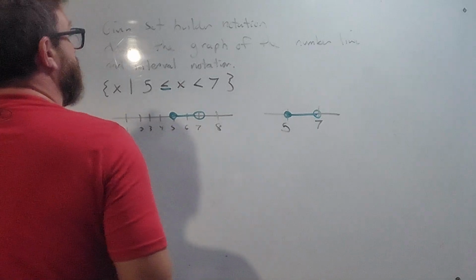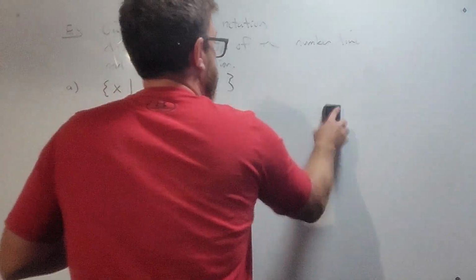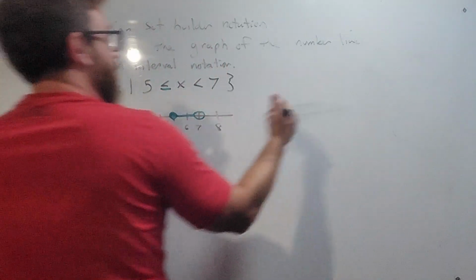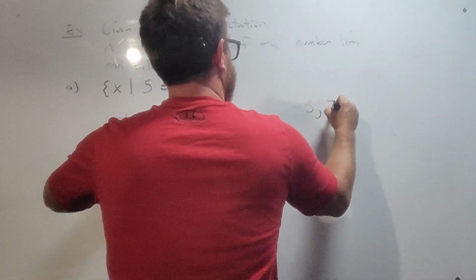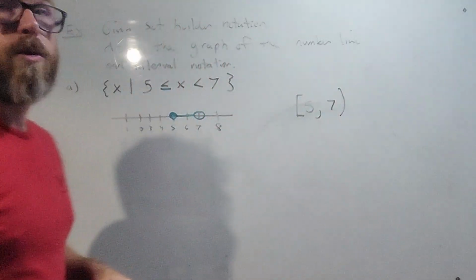Now if I want to write this as interval notation, let's do it over here. Let me erase this since it's equivalent. If I want to do this in interval notation, the two numbers that are important are going to be 5 and 7. So this goes from 5 all the way to 7. 5 being included, so we have a bracket. 7 not being included, so we have a parenthesis.